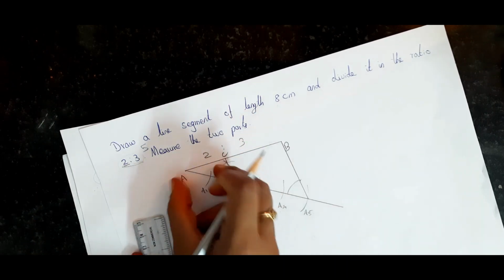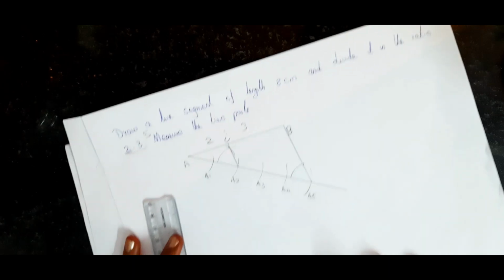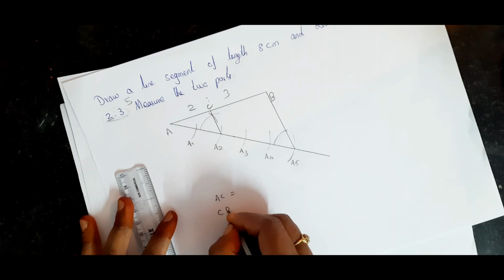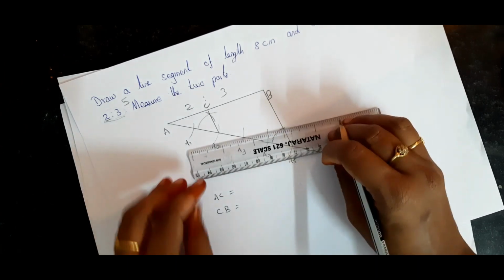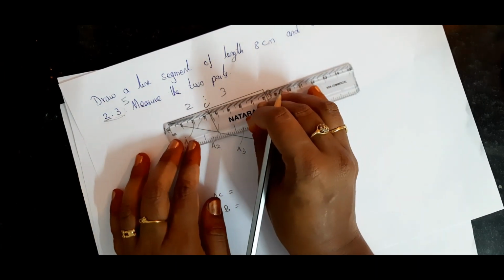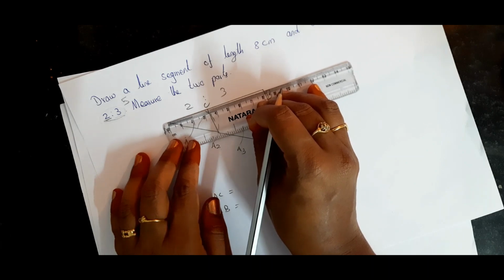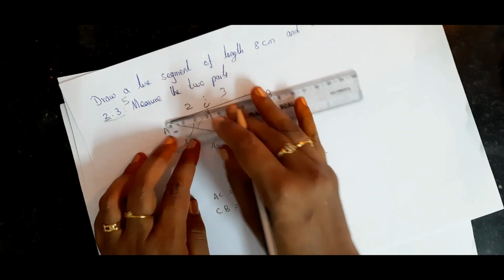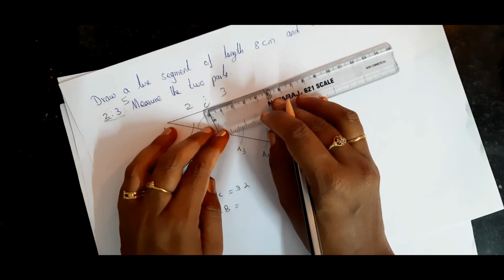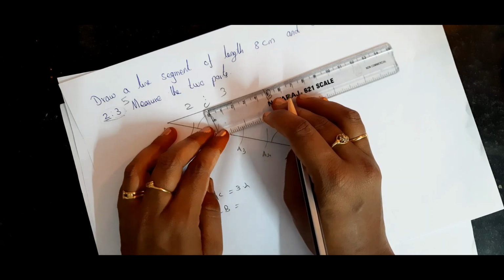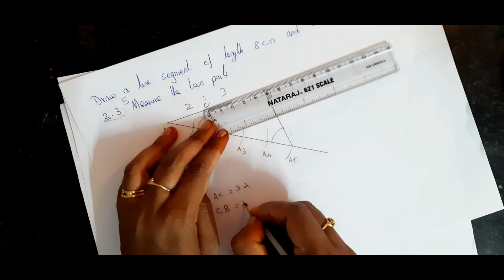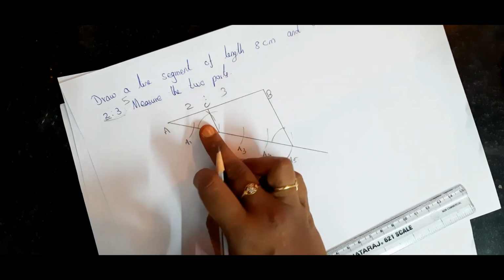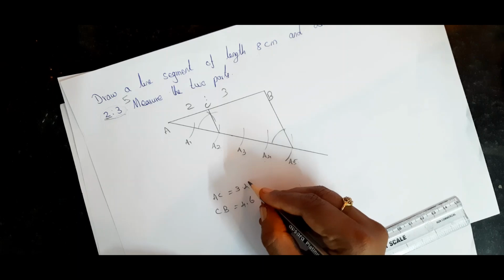Right. Now we have divided our line segment AB in the ratio 2:3. Then next we have to measure the two parts. So AC equals how much and CB equals how much, we have to measure and write. So using scale you just measure. So here I will get 3.4 and here I got 4.6.